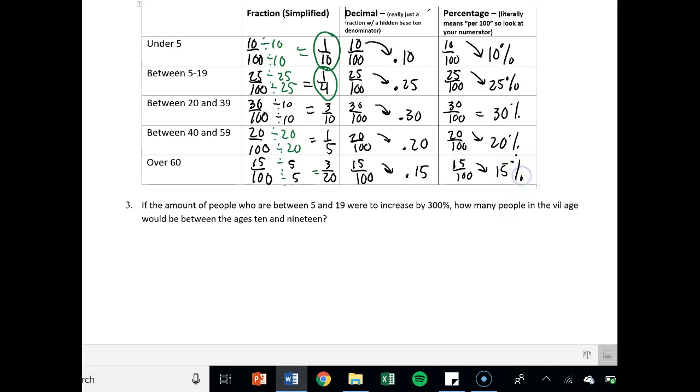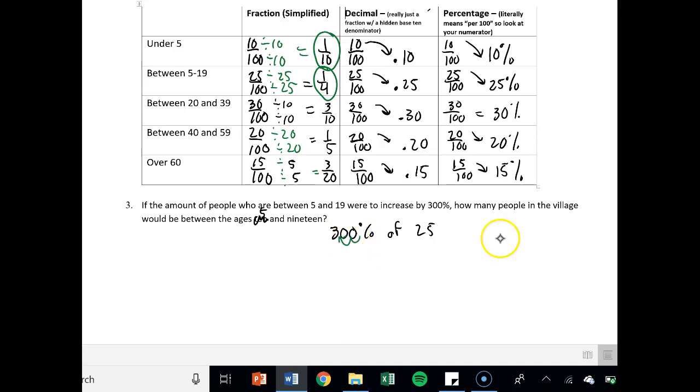Alright, so lastly, if the amount of people who are between 5 and 19 were to increase by 300%, how many people in the village would be between the ages of, this should say 5, sorry, and 19. So 5 and 19, that's 25, so what is 300% of 25 people, right? So we have to change this to a decimal, so swoop once, twice.